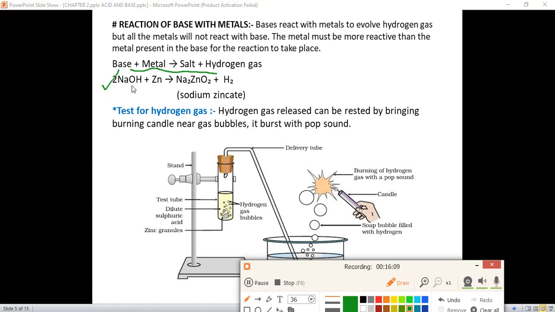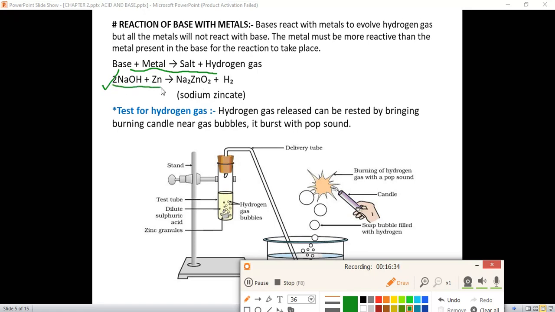2NaOH plus Zn gives Na2ZnO2 plus H2. So what is this compound known as? Na2ZnO2 is sodium zincate. It is a salt whose name is sodium zincate. You have to remember the formula and the name of this compound. Sodium hydroxide is a base. It reacts with the metal zinc and forms Na2ZnO2 plus hydrogen gas.